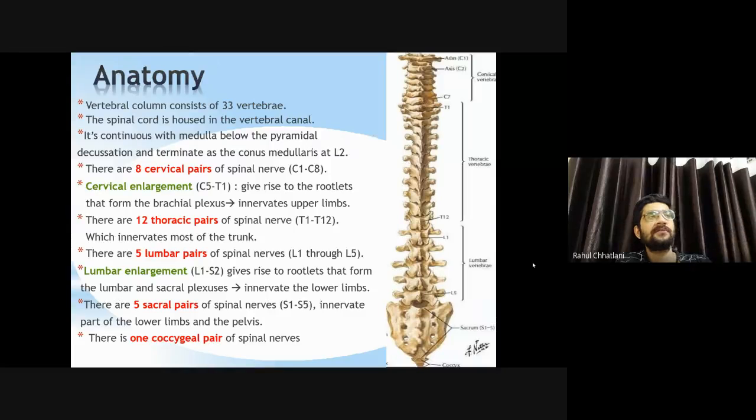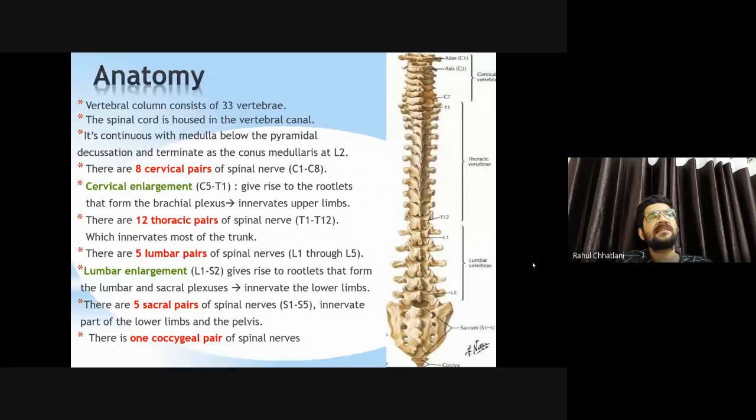So starting it, first is the anatomy, most important. Anatomy of the whole vertebral column. The vertebral column consists specifically of 33 vertebrae. You already know the division: cervical, thoracic, lumbar, sacral. The spinal cord is housed in the vertebral column. It's continuous with the medulla below the pyramidal decussation and terminates as the conus medullaris at L2. So up to L2 or L3 it will continue. Then later on, you already talked about the cauda equina. That will be formed in the periphery.